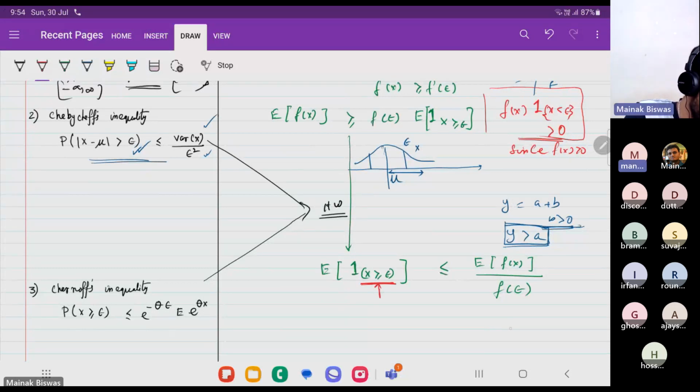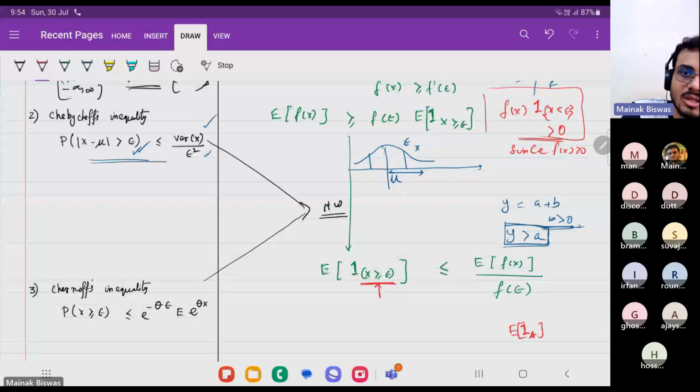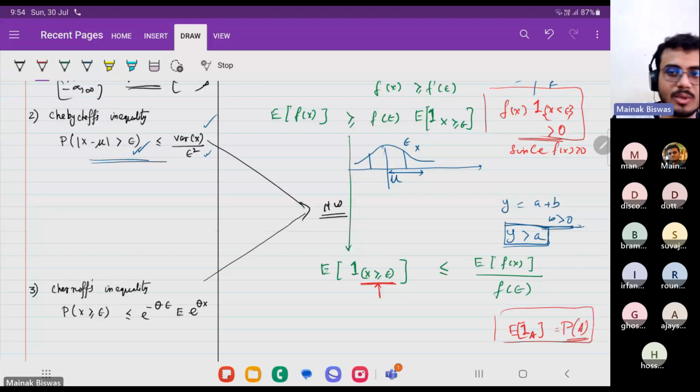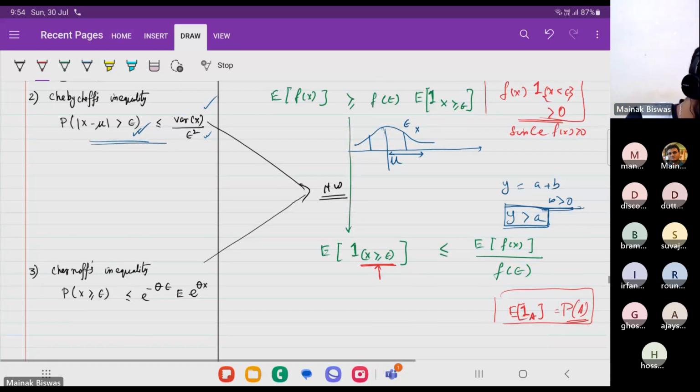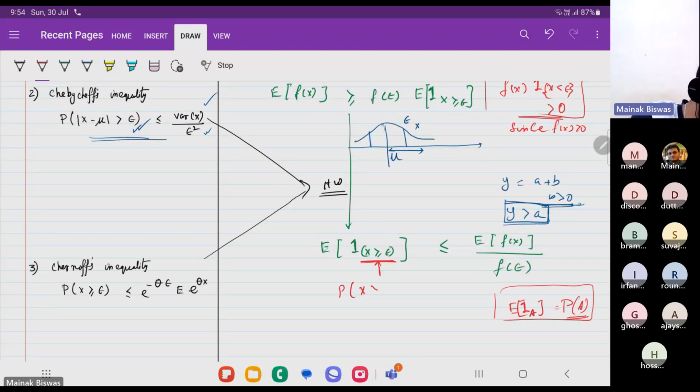Yes, so we had done it last day. We said that it is nothing but the probability of the event. For any indicator, because 0 times probability of A plus 1 times probability of not A gives 1 times probability of A. So this is nothing but: probability of X greater than epsilon is less than or equal to E of f of X divided by f of epsilon. Right?